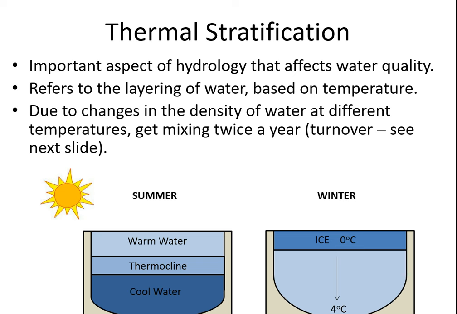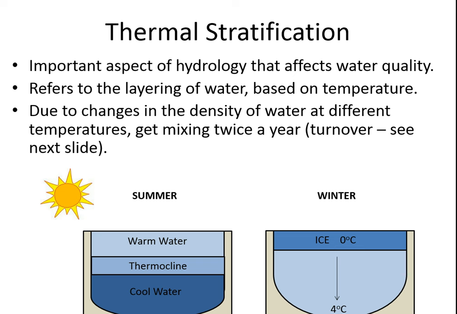So thermal refers to temperature, and stratification essentially means that there are layers. And this is an important aspect of hydrology, or the study of water, that impacts water quality. So we'll look at that in just a second, but essentially what we're looking at here is the layering of water based on temperature. And so you can see that in the summer, the upper layers of water tend to be warmer, and that's because they're in the most direct contact with the sun. So these are going to be the layers of water that are constantly absorbing that heat from the sun.